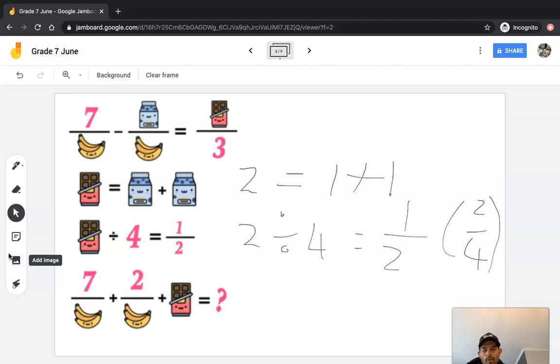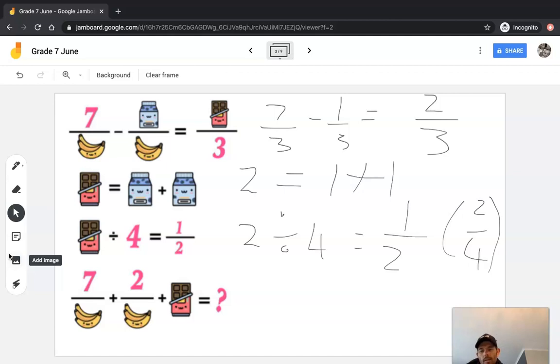Okay, now I need to go to the top line, and I know that my answer is going to be 2/3. So I've got 7 over some bananas minus 1 over some bananas is equal to 2/3. So I cannot have a denominator of 3 because 7 over 3 minus 1 over 3 is equal to 6 over 3, which is equal to 2.